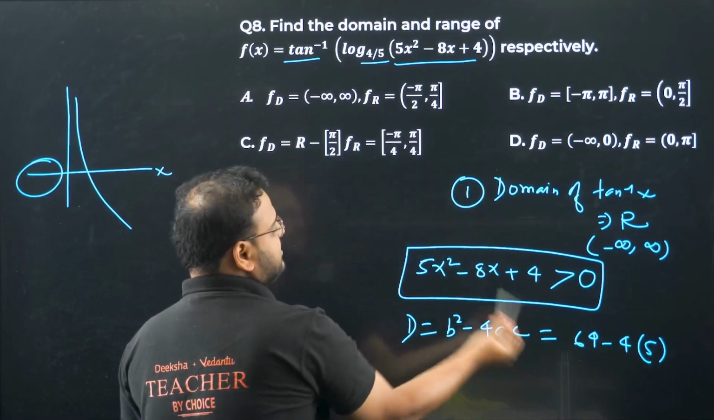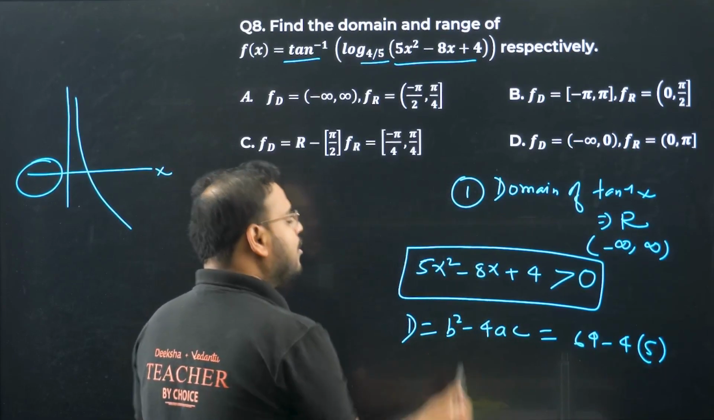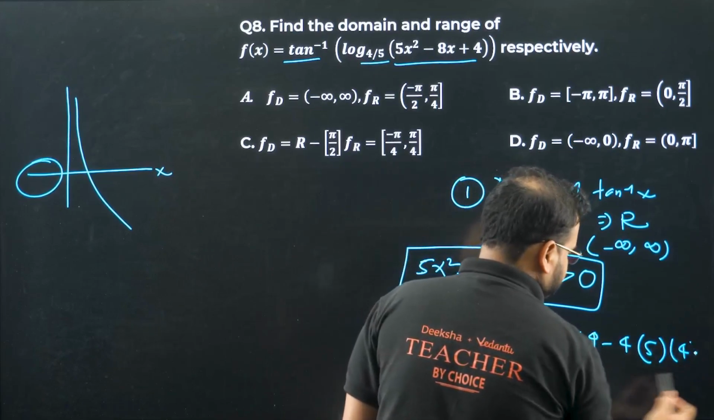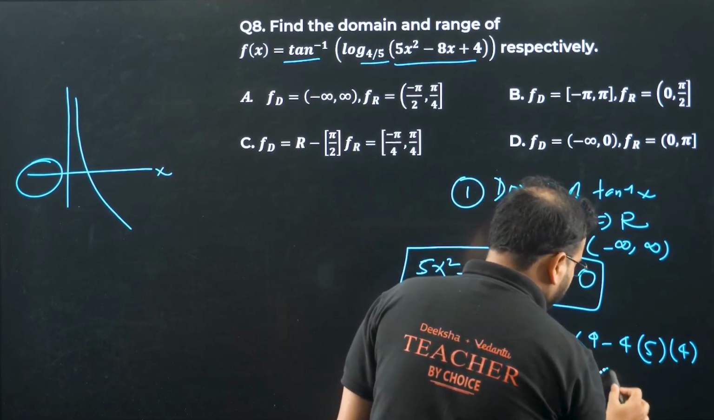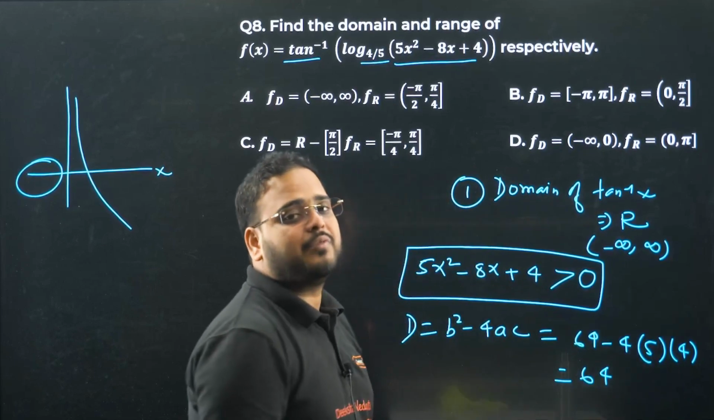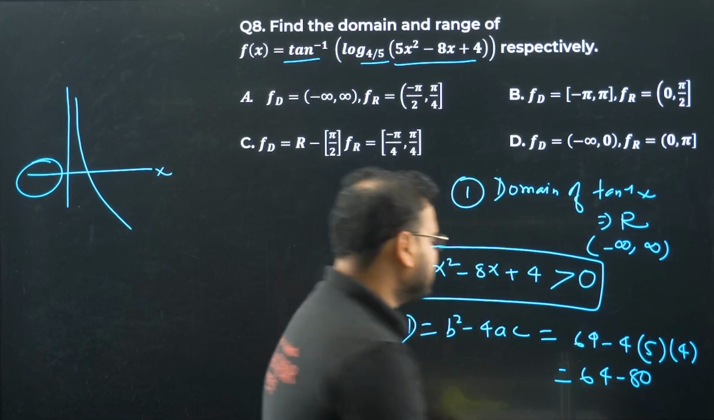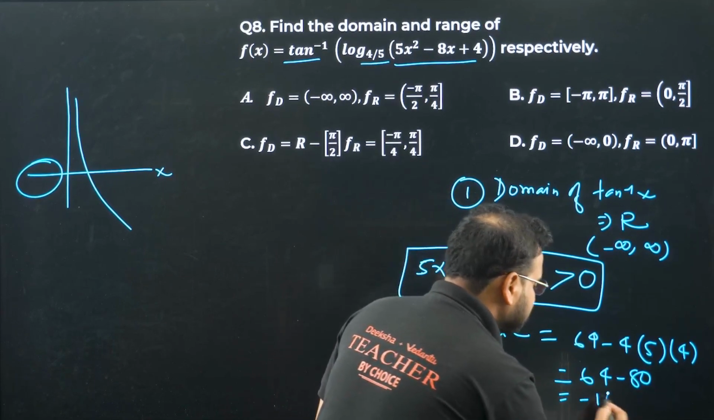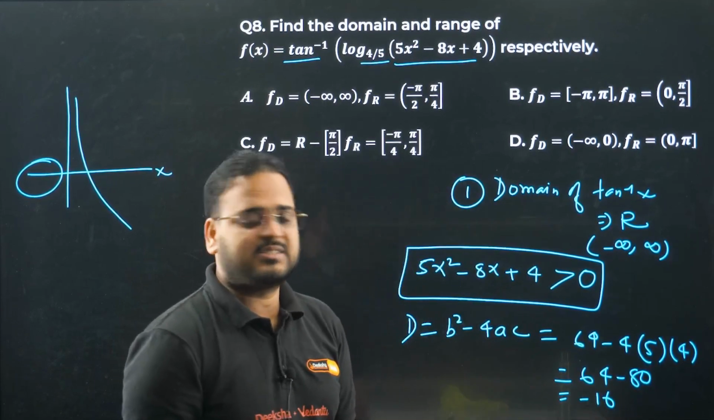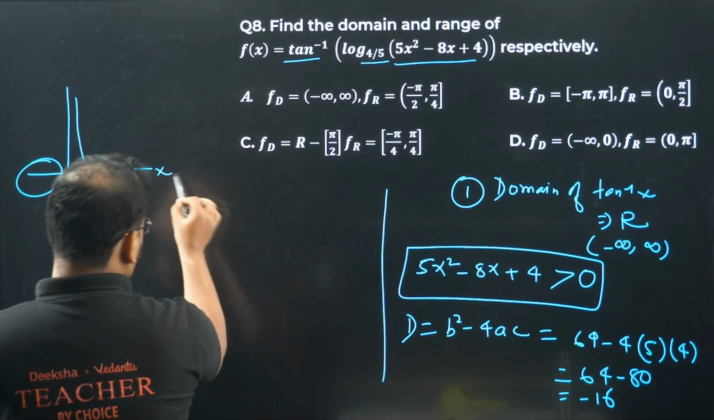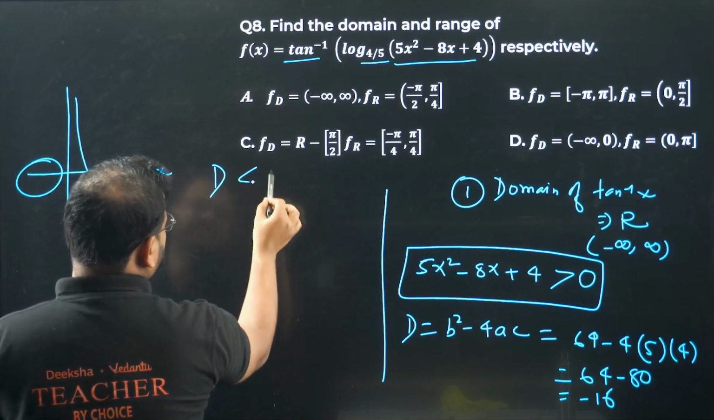Please check. B square is 64 because minus 8 square is 64. 4a means 4 into 5, and c is again 4. 64 minus, what is this? 16 into 5 is 80, so minus 80. The answer is minus 16, right? Minus 16, correct? Now check this out. So I'm getting the value of the discriminant as less than 0.